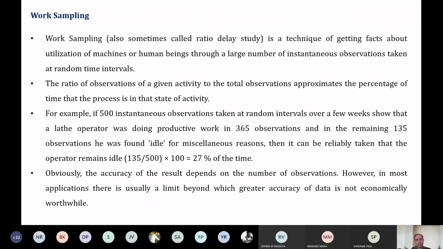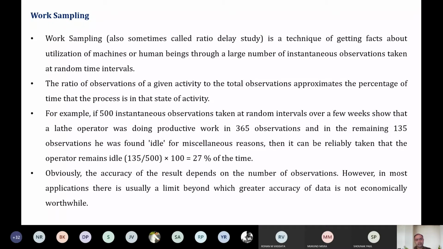But on the other hand, for 365 instances he is found working. So really, out of 100 percent, only 27 percent is idle. That means he is not performing only for 27 percent of the 1 week.